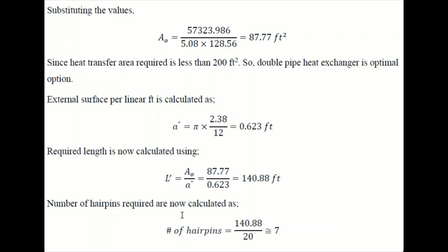And then for the number of hairpins, we have taken the length of one hairpin as 20 feet. So when we divide the total length by 20, we obtain 7. So it means that we need 7 hairpins, like 7 double pipe heat exchangers that work in series for this heat duty.